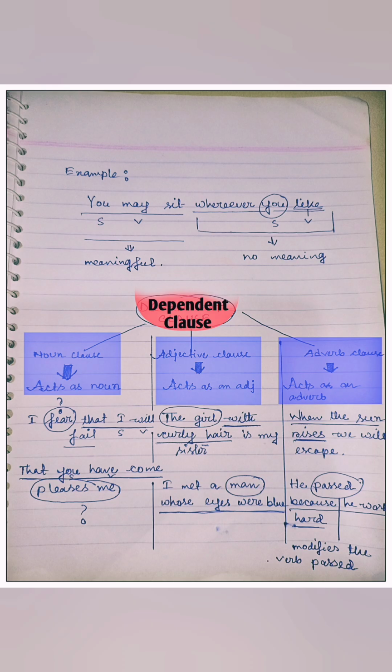Now come to adverb clause. An adverb clause acts as an adverb. When the sun rises, we will escape. He passed because he worked hard. Now if you focus on the verb only, the clause modifies the verb passed. He passed, why? Because he worked hard. That is why it is an adverb clause.